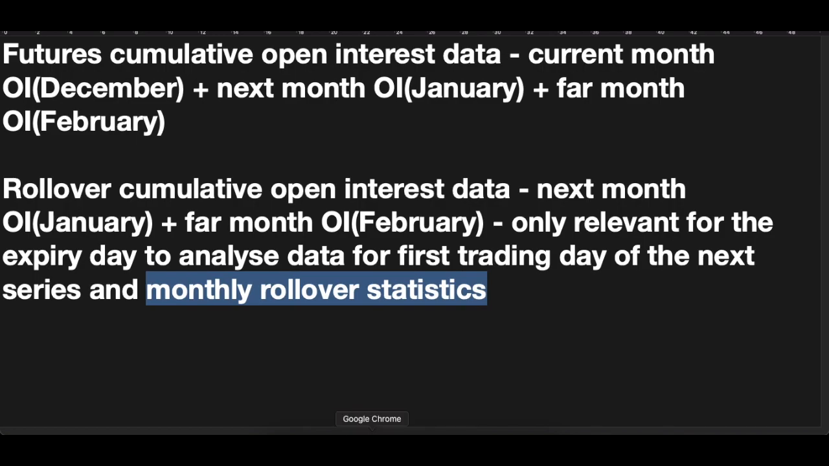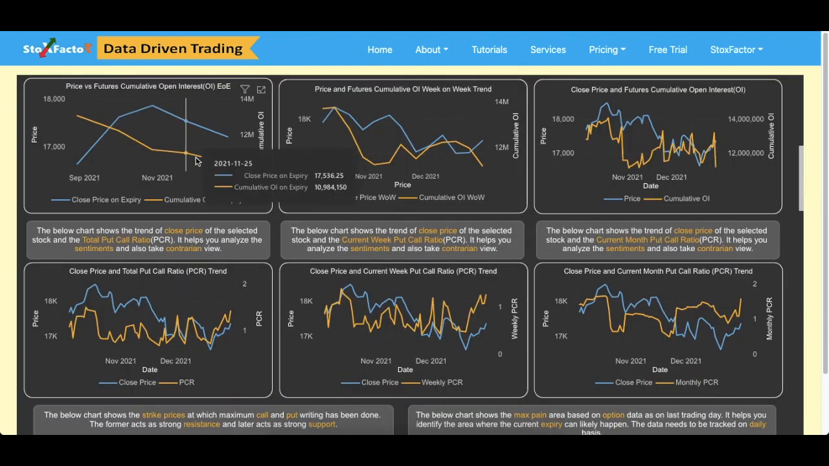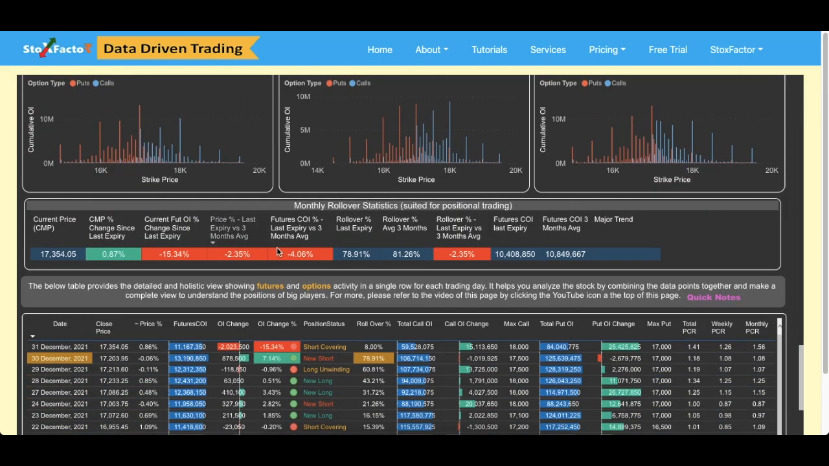If we go to the dashboard, rollover cumulative open interest data is only shown at 2 places. First, this particular graph in which we show the expiry data point, suppose 30th December or 25th November, which was the expiry day, right? Similarly, we show the rollover cumulative open interest data in this table, and also in the weekly monthly section, where we show the monthly rollover statistics.